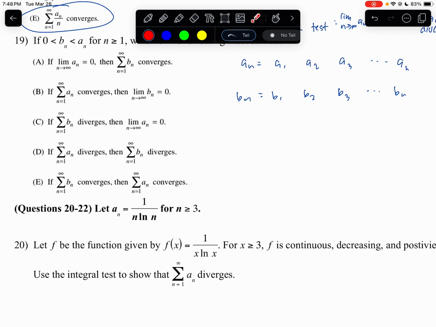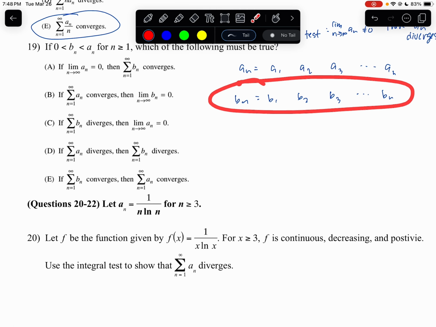So if the series b sub n diverges, then the limit as n approaches infinity is equal to 0. Then the terms are going to be equal to 0.